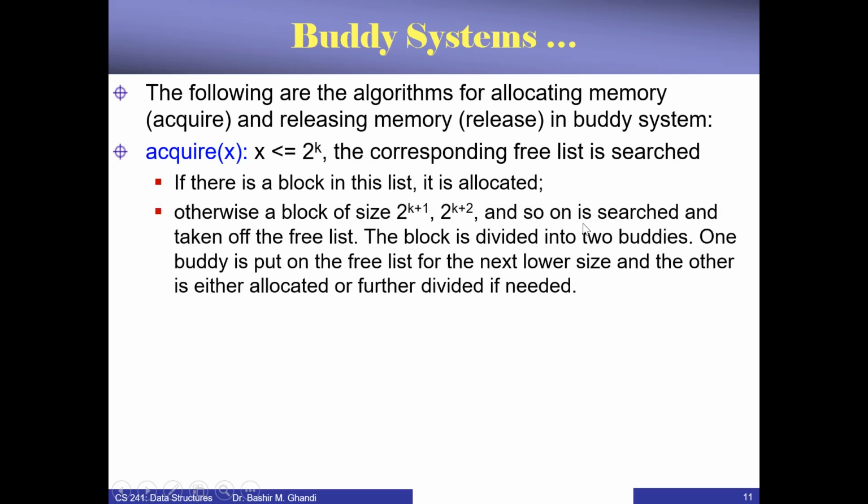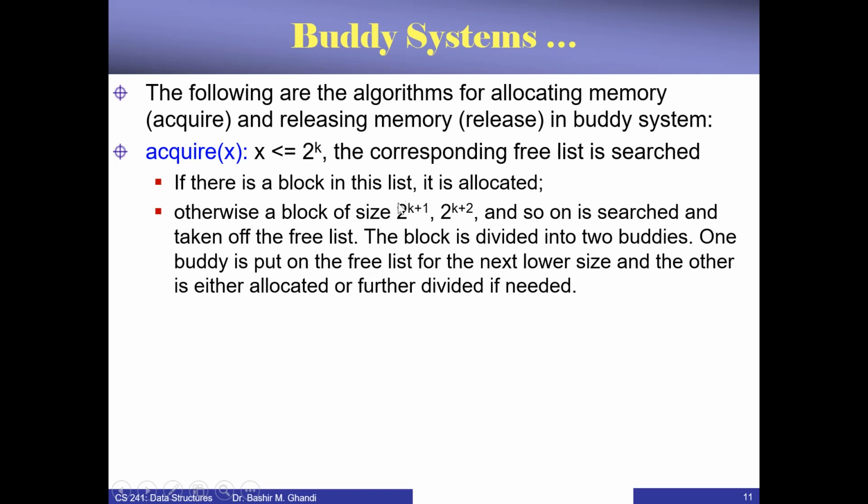There are no memory blocks of size 2 to the power k. So what do we do? We look up in the linked list of 2 to the power k plus 1. Are there free blocks there? If there are, then we're going to take one of them, divide it into 2 buddies. One buddy is put in the free list of the lower size, which means it will be put now in 2 to the power k. There will be 1 in 2 to the power k, and the other buddy will be allocated.